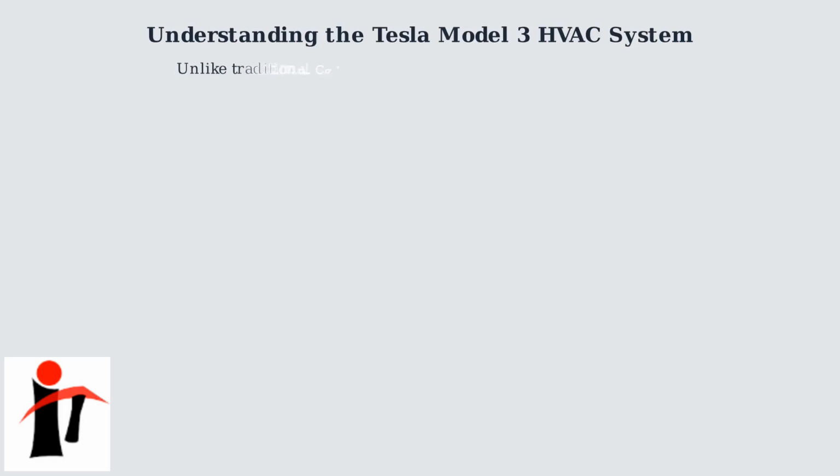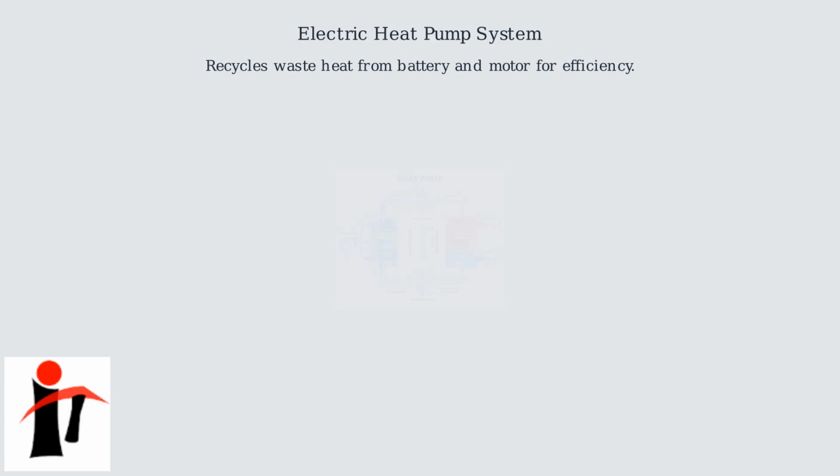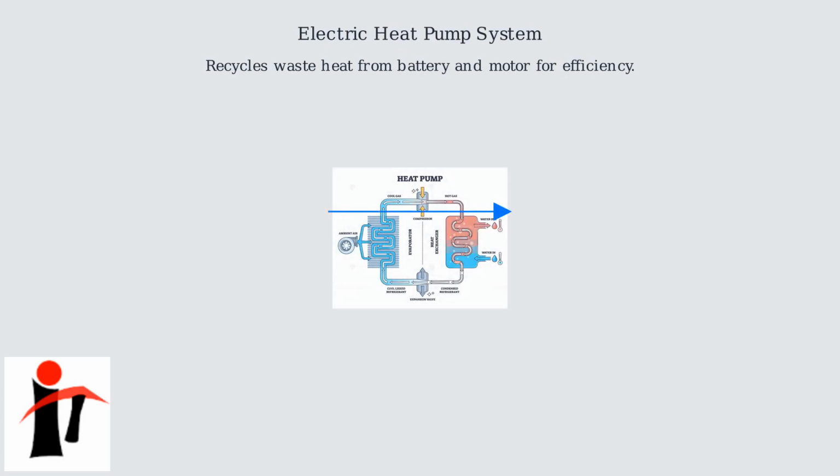Unlike traditional cars that rely on engine waste heat, the Tesla Model 3 uses an advanced electric heat pump system for heating and cooling. The heat pump efficiently recycles waste heat from the vehicle's battery and electric motor, providing heating without burning fuel. This closed-loop refrigerant system includes components like the evaporator, compressor, heat exchanger, and expansion valve.